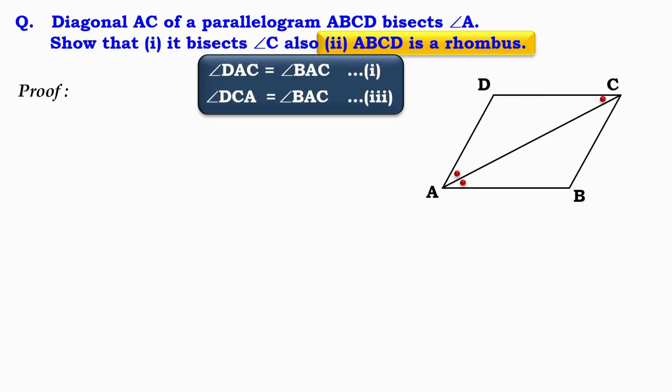That is, ABCD is a rhombus. So what we already got from the earlier one, that angle DAC is equal to angle BAC. Correct? And angle DCA is equal to angle BAC. These we got from equations 1 and 3.